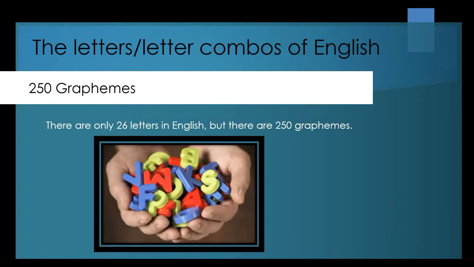So we have 44 phonemes, 44 sounds, and 250 ways to write those sounds. Each way that we use to write it is called a grapheme.